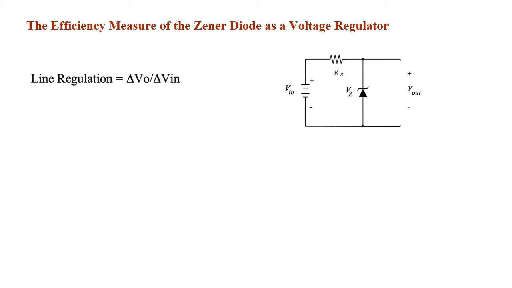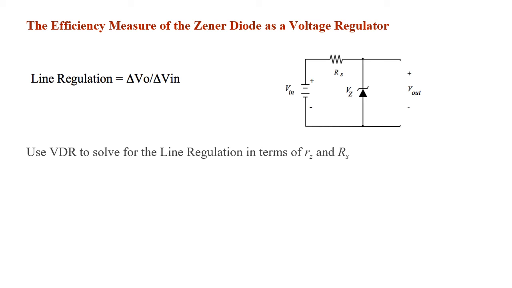There is another way to calculate the line regulation, and you can figure it out by applying VDR on the circuit itself from your knowledge of ELEC 220. You will find out that the line regulation can also be calculated using the formula RZ, which is the Zener diode internal resistance, over RZ plus RS.